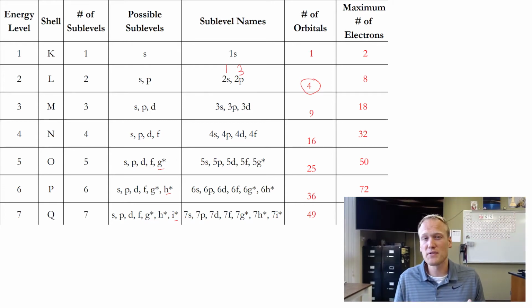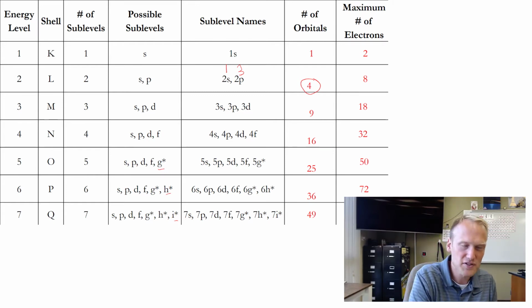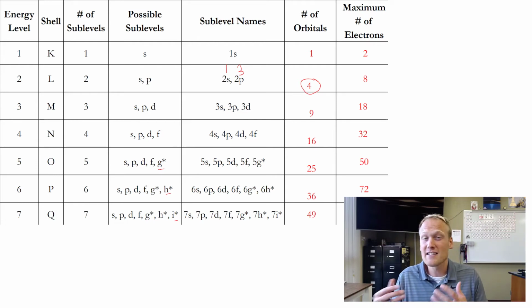If you remember from physical science, when you drew atomic models, you always put 2 electrons in the first energy level. It's because of 1s. And in the second energy level, you put 8. Why? Because 2s and 2p together can hold 8 electrons.